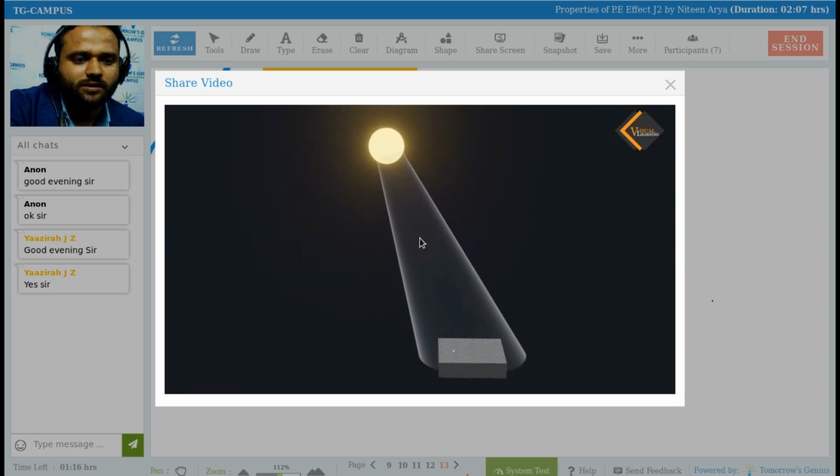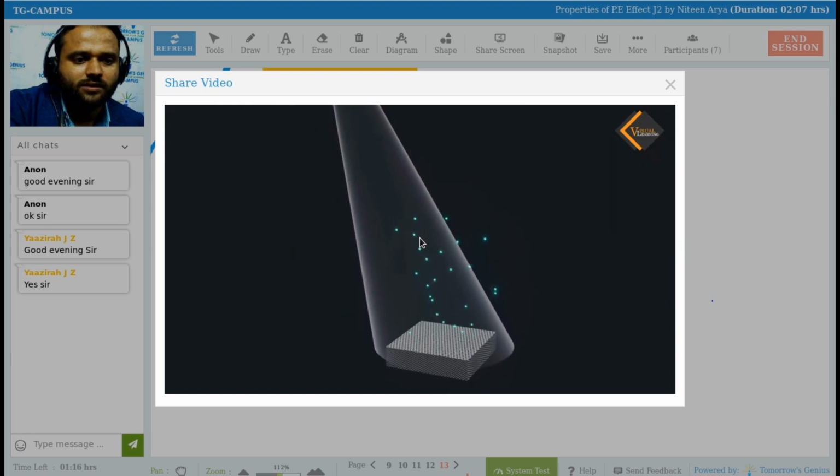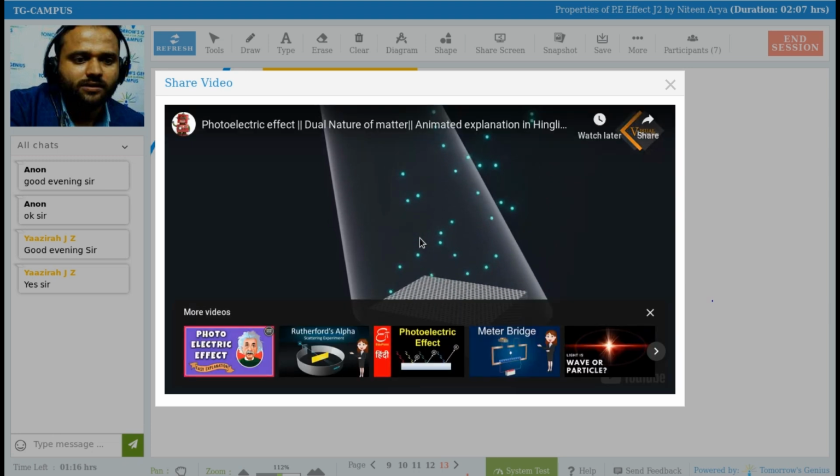Just try to visualize, and obviously if you can understand a little bit of Hindi, you can do that, and if you don't, just visualize what is happening in this effect.